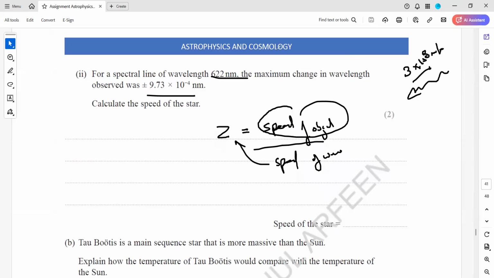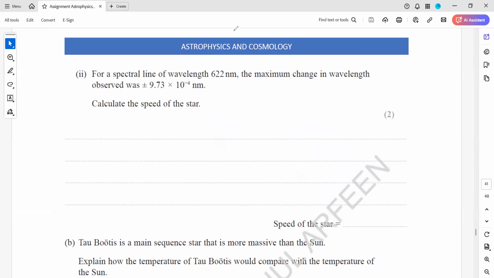So the Doppler shift is actually a ratio between the speed of the object and the speed of the wave. If it was a sound wave, then I'd substitute the speed of sound; the speed of the object would be divided by the speed of sound, 330, and I'd multiply there. But because it is electromagnetic radiation, I have to use the speed of electromagnetic radiation.